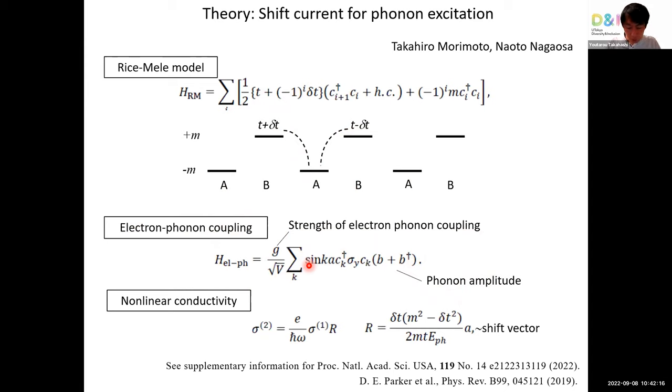Okay. So in this model, we can deduce a nonlinear conductivity which expresses the photocurrent. It's sigma 2. This sigma 2 is written by sigma 1, where sigma 1 is the usual optical conductivity, and R is equal to the shift vector. So this result suggests the creation of a phonon can induce the shift current, or photocurrent, even in an insulator without the creation of an electron-hole pair.